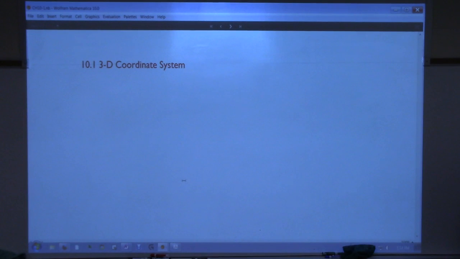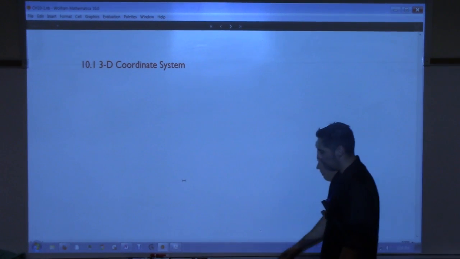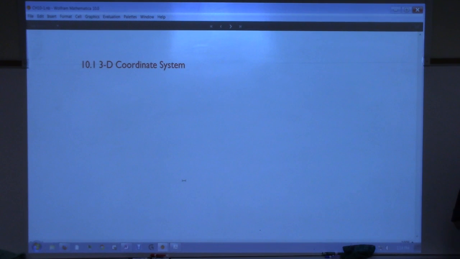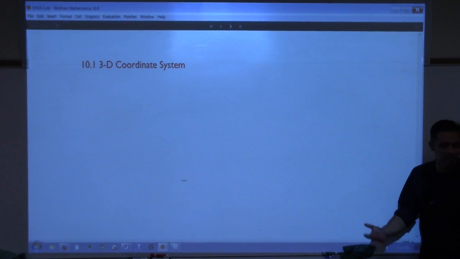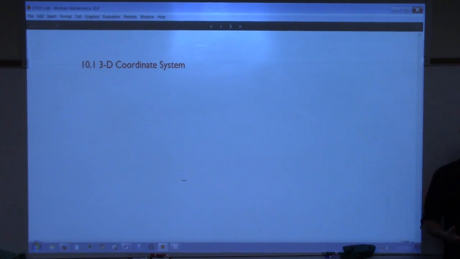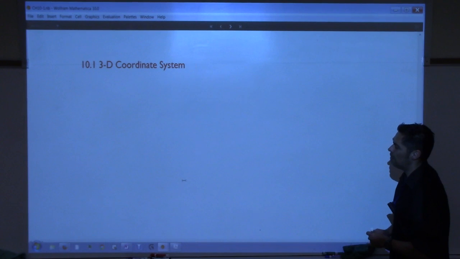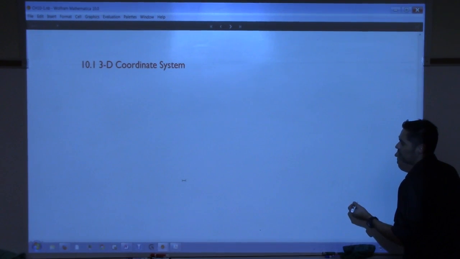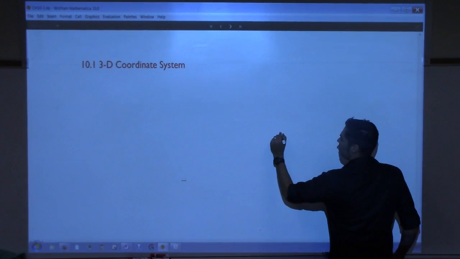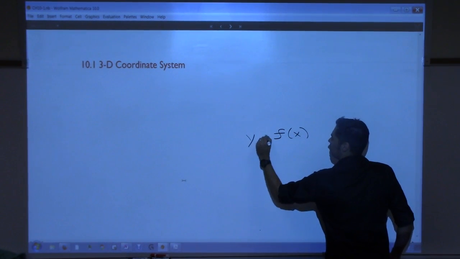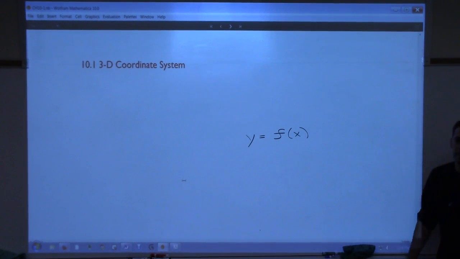So what is Cal 3 about? What is Cal 3 about? Anyone have any ideas? Okay, multivariable calculus. That's what it's called at some other schools, right? Just call it multivariable calculus. What we're going to do, if you look back at Cal 1 and Cal 2, everything we dealt with was pretty much coming from the idea of y being some function of x, right? Y is a function of x.